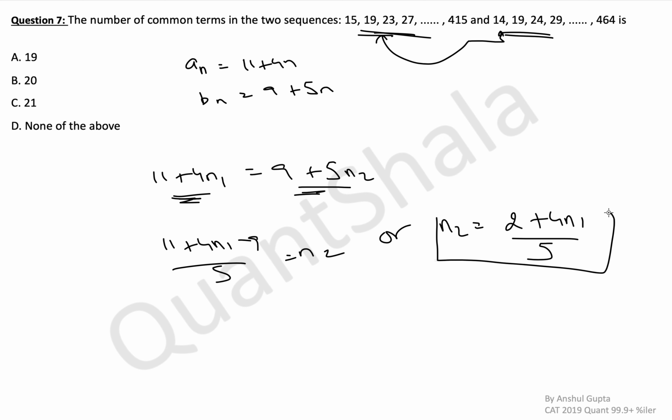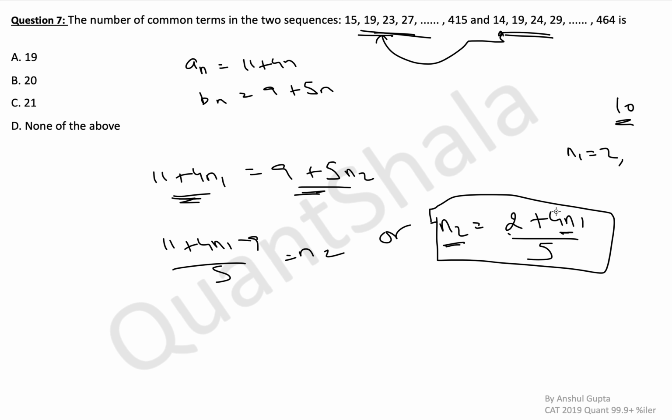We have already solved the question. We are just looking at another way of solving the same question. So 2 plus 4n1 by 5 is n2, and n2 has to be an integer obviously, right? So we look at what values of n1 will give us n2 as integer. So 2 is even, 4n1 is even, so the numerator has to be a multiple of 10. So simply I see that at n1 is equal to 2, I get 2 plus 4, 10, and n2 becomes an integer. So n1 equal to 2 is a valid value.